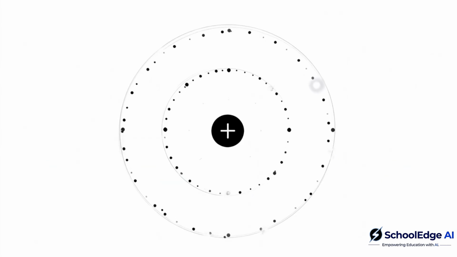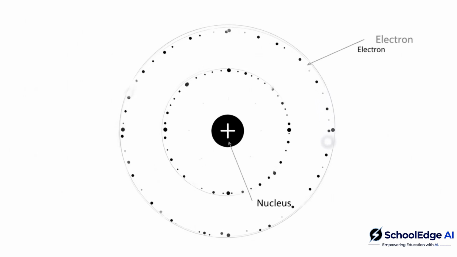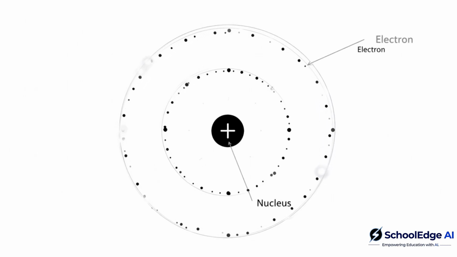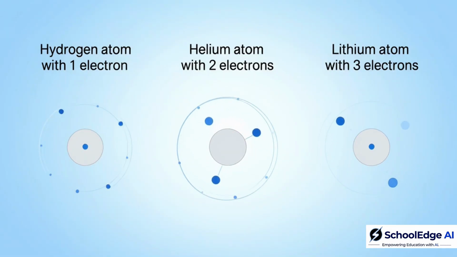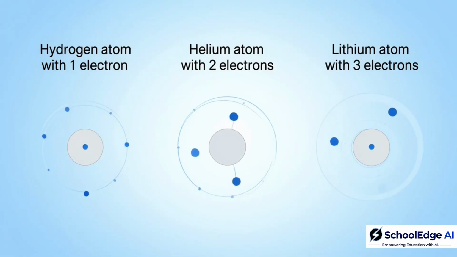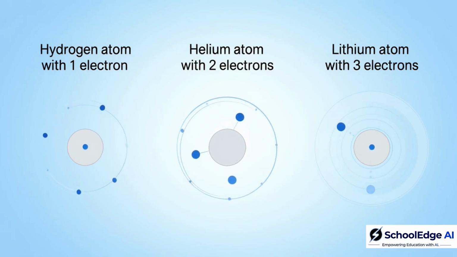The tiny particles we saw are called electrons. Electrons are found outside the nucleus. Every element has electrons, but the number is different for different elements. Hydrogen has 1 electron, helium has 2, lithium has 3. Each element has its own electron arrangement.